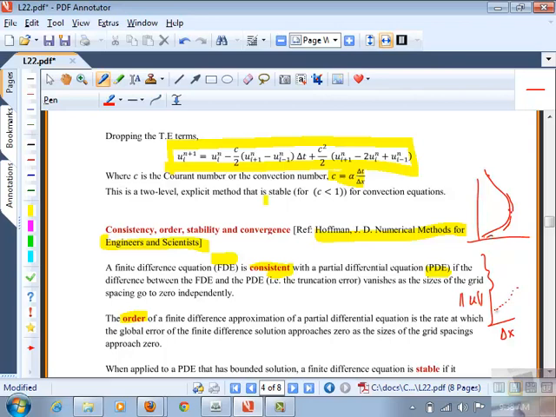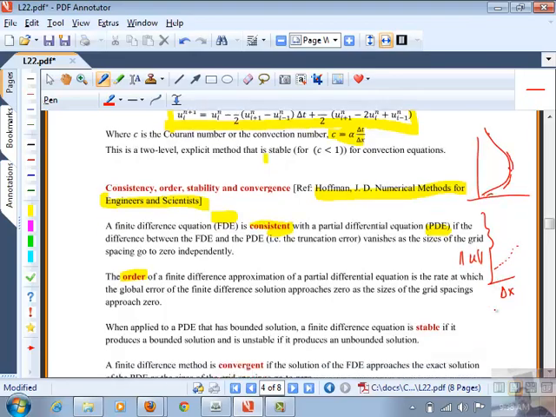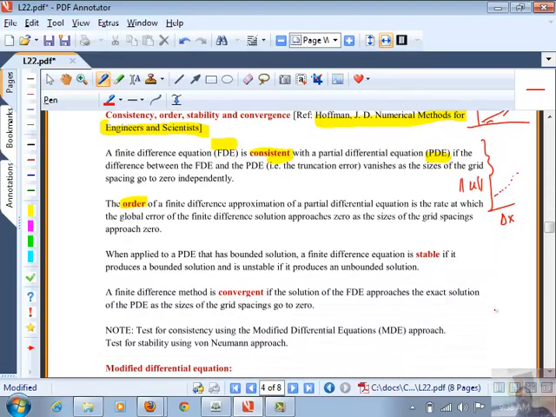For linear problems, you can do this idea of consistency check. That will also give you some idea of what the truncation error is. I will show you the consistency check later on. And the next concept is stability. We already talked about it.